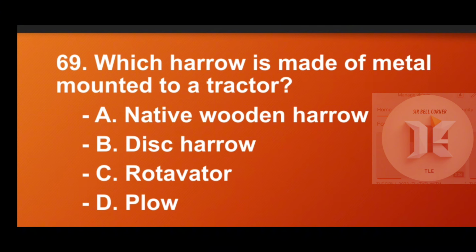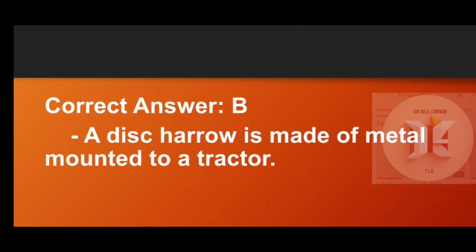69. Which harrow is made of metal mounted to a tractor? A. Native wooden harrow. B. Disc harrow. C. Rotavator. D. Plow. Correct answer. B. A disc harrow is made of metal mounted to a tractor.